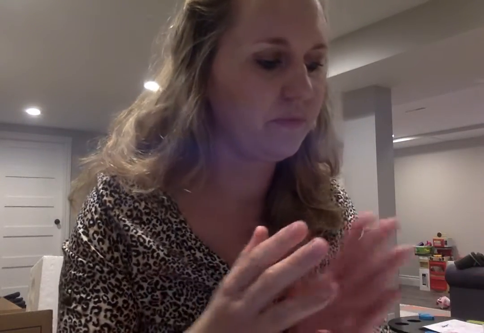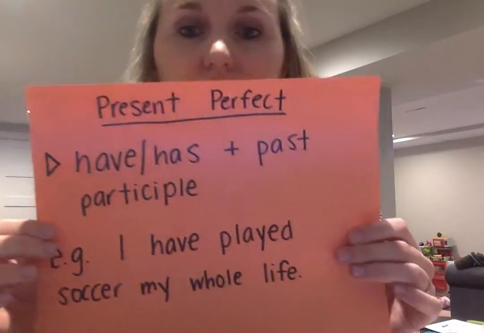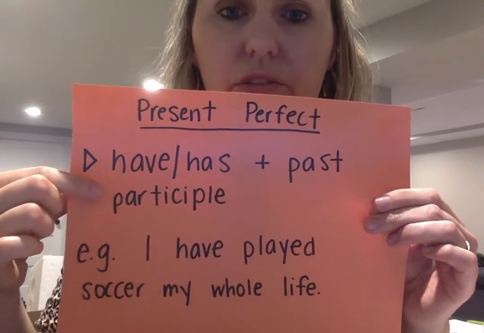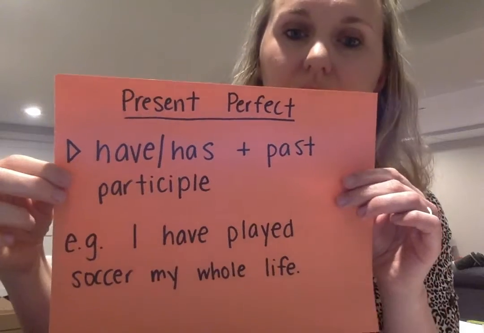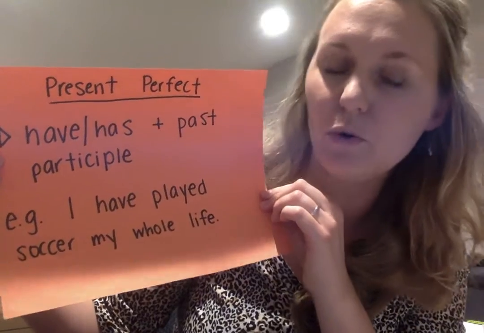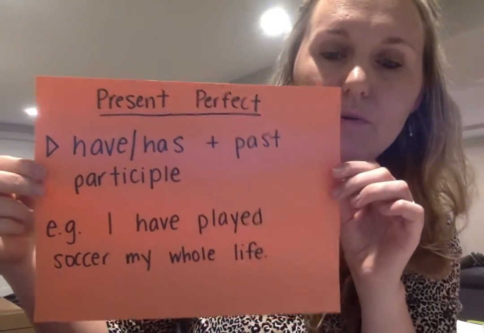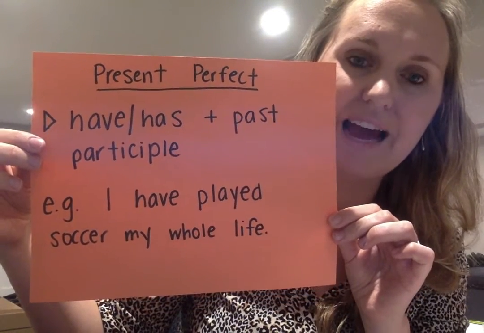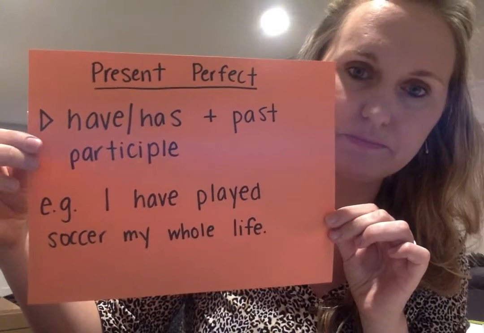Wonderful. Now, if we are going to make the actual form, how does this look? So this, the present perfect, looks like this. I'll write this on the board. So the actual structure of it, you take have or has, and then you add it to the past participle. So an example that we have here, I have played soccer my whole life. This is the present perfect, and it uses have played.